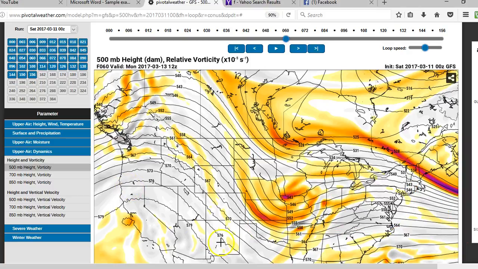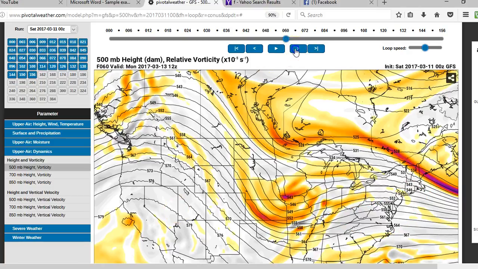But the question is, how far east or west does the storm set up? Where does it track? Does it take a track like that? Or does it take a track that takes it a little more off the coast? And see, this is the problem that we're facing now with this forecast.